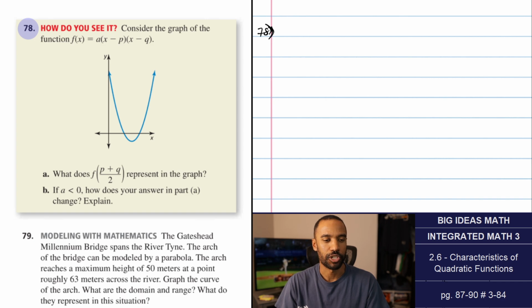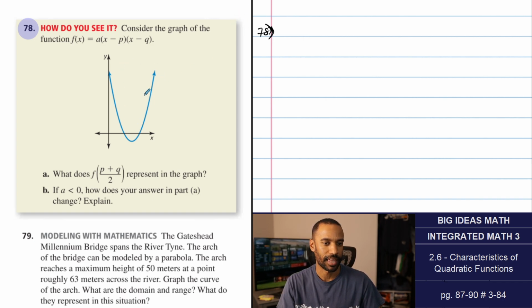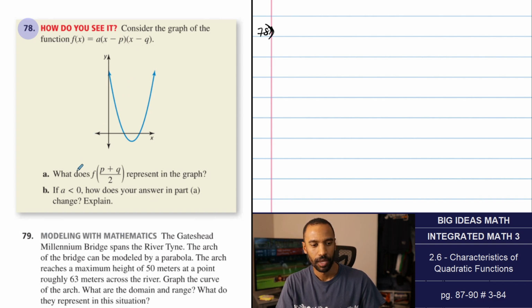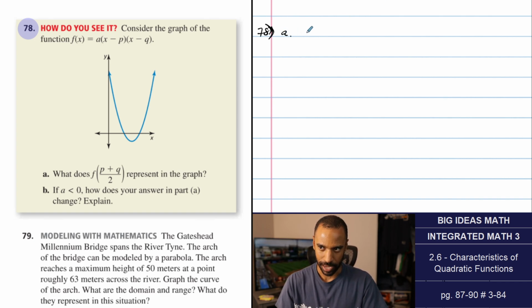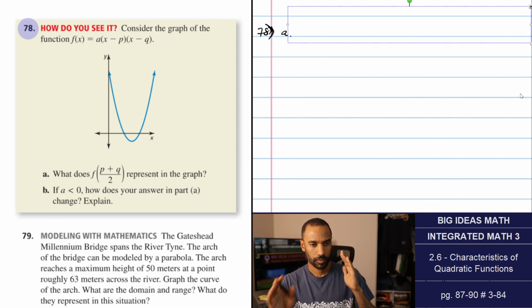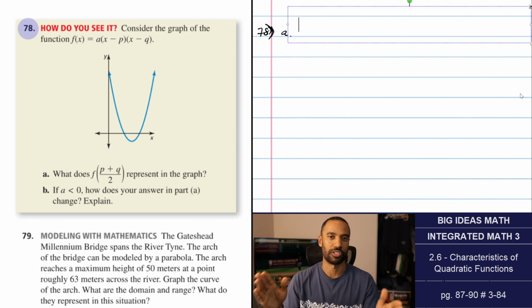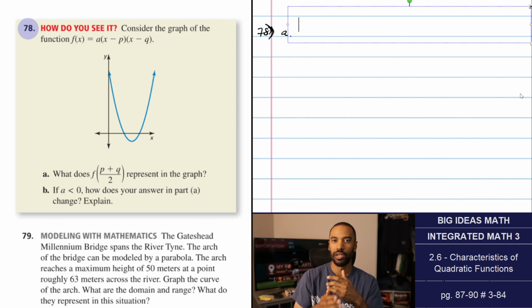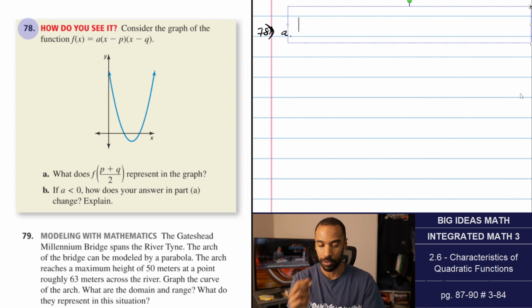Consider the graph of the function f of x equals a times x minus p times x minus q. All right, looks like that. And that's factored or intercept form. What does f of p plus q over 2 represent in the graph? So part A: p and q represent your x-intercepts. So p plus q over 2 finds your axis of symmetry value on x when you average those. When you do f of that x, you're finding the y value of the vertex.